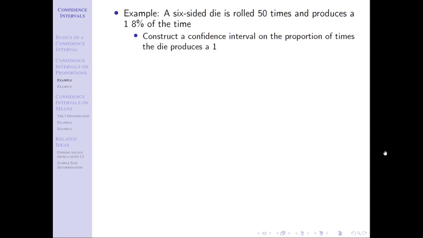Say a six-sided die is rolled 50 times and produces a 1 8% of the time. Lots of numbers rolling around there. Construct a confidence interval on the proportion of times that the die produces a 1. We're going to start off and say if I need to construct a confidence interval, I do that by taking a point estimate, adding and subtracting a margin of error. So let's start off with what is the point estimate.